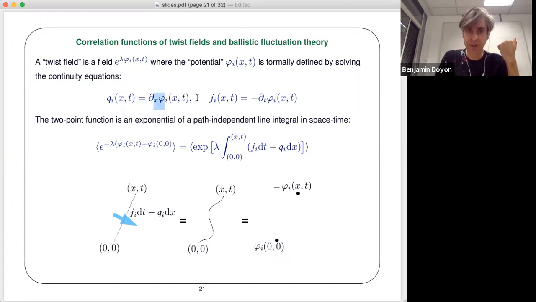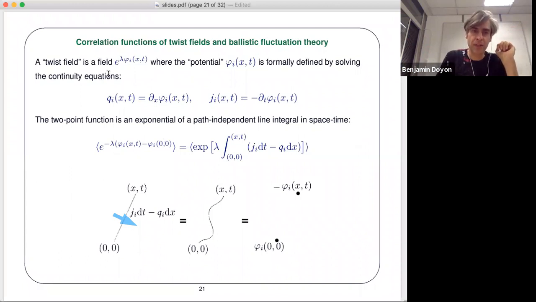Such that q is dx phi and j is dt phi. Now, phi is just defined as the integral of q, nothing else, right? It's not so complicated. But because this is a conservation law, that integral over space of q, if you think of it as an integral over two currents, is actually path independent.